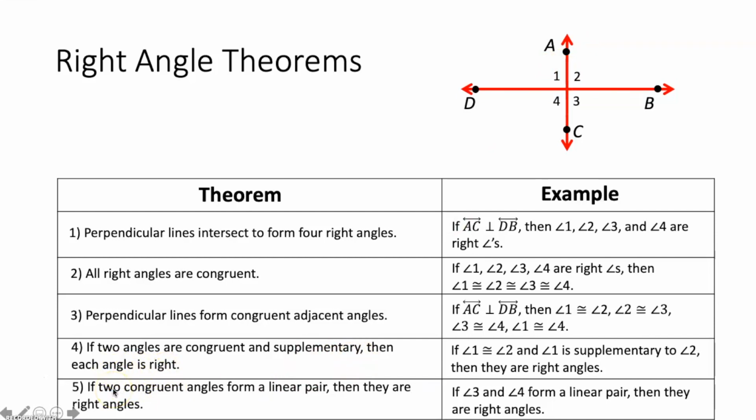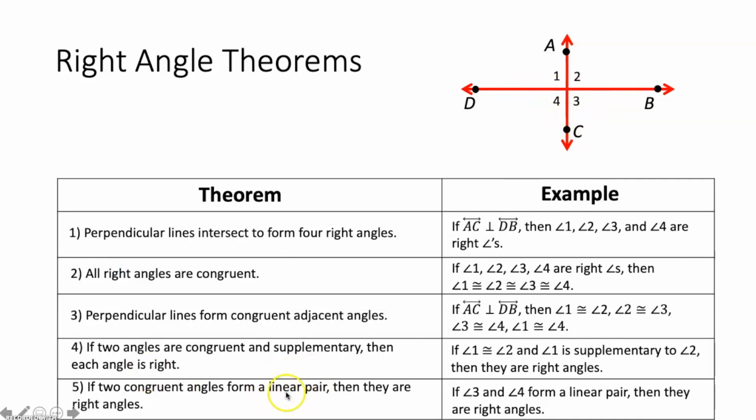The fifth right angle theorem says if two congruent angles form a linear pair, then they are right angles. So let's look at angles 3 and 4. You could look at any adjacent angles up here, but we're going to look at angle 3 and angle 4. They are adjacent angles and they form a straight line.